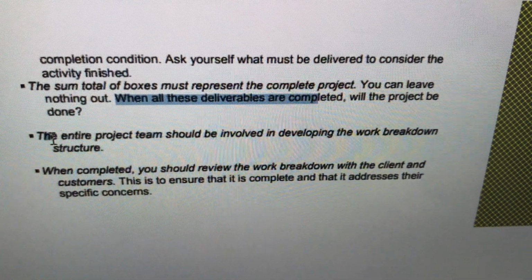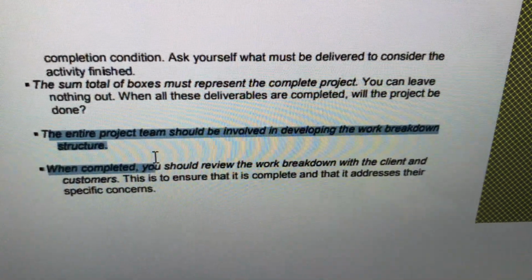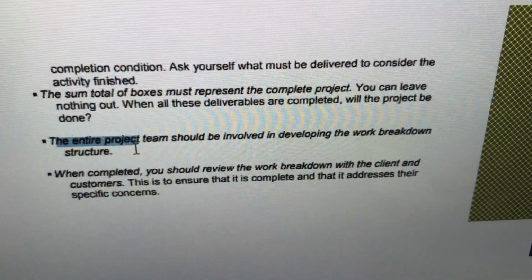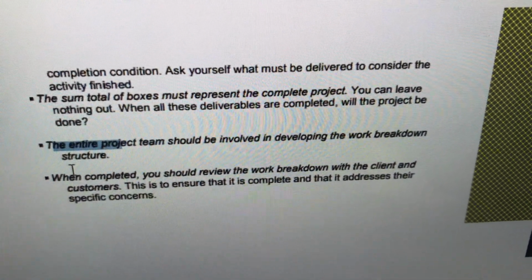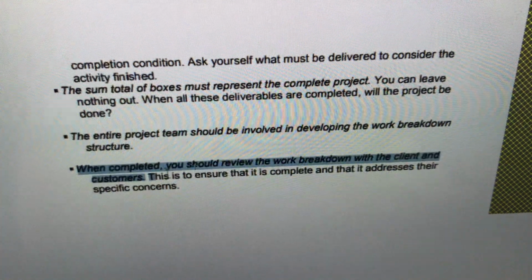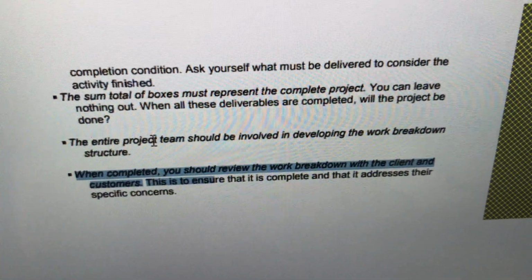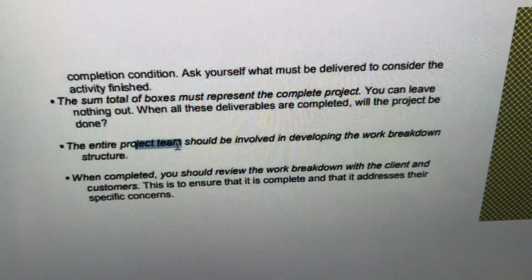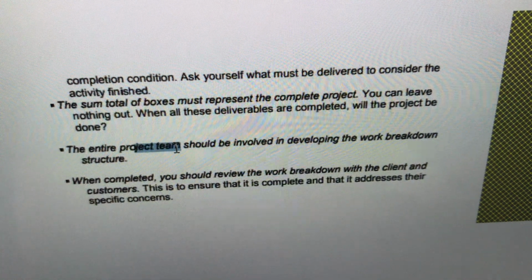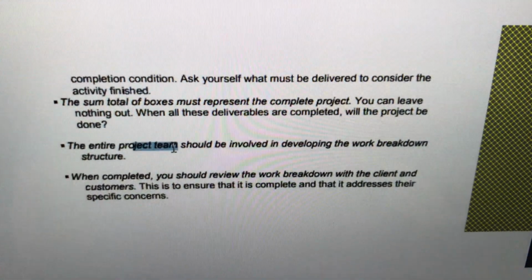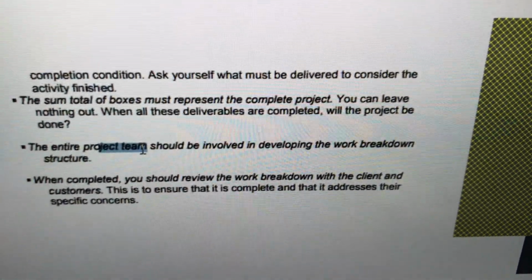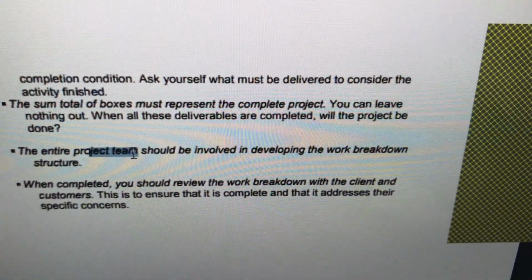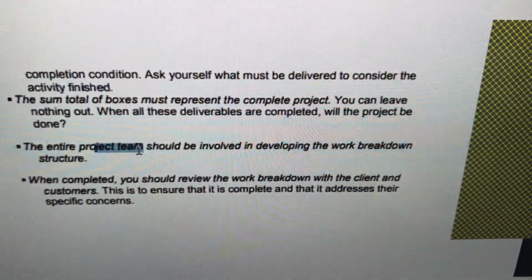The entire project team should be involved in developing the work breakdown structure. When completed, you should review the work breakdown with the client. Why the entire project team? See, the accountability will be with the subject matter experts. The responsibility will also rest with the individual team members.